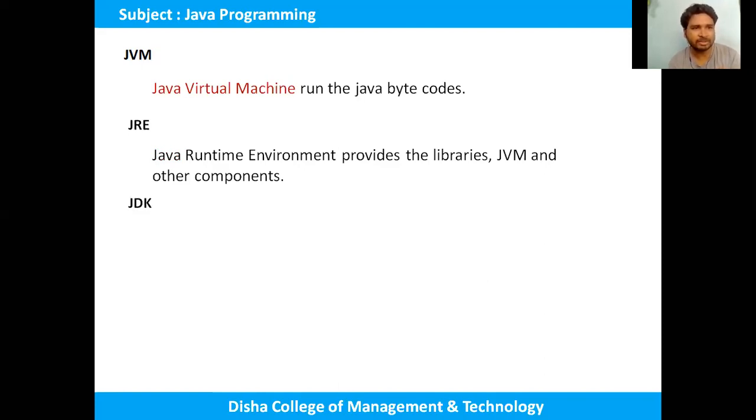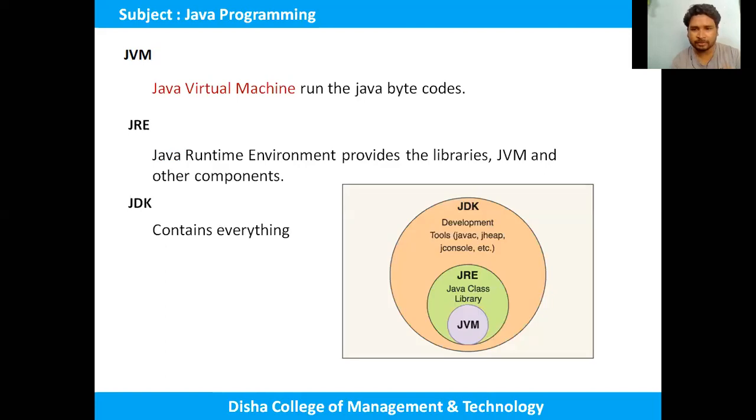JDK means Java Development Kit, and it is a superset of JRE. It contains everything in JRE plus tools such as compilers, debuggers, and other necessary libraries for developing applets and applications. So JDK is the superset. It contains everything inside it.